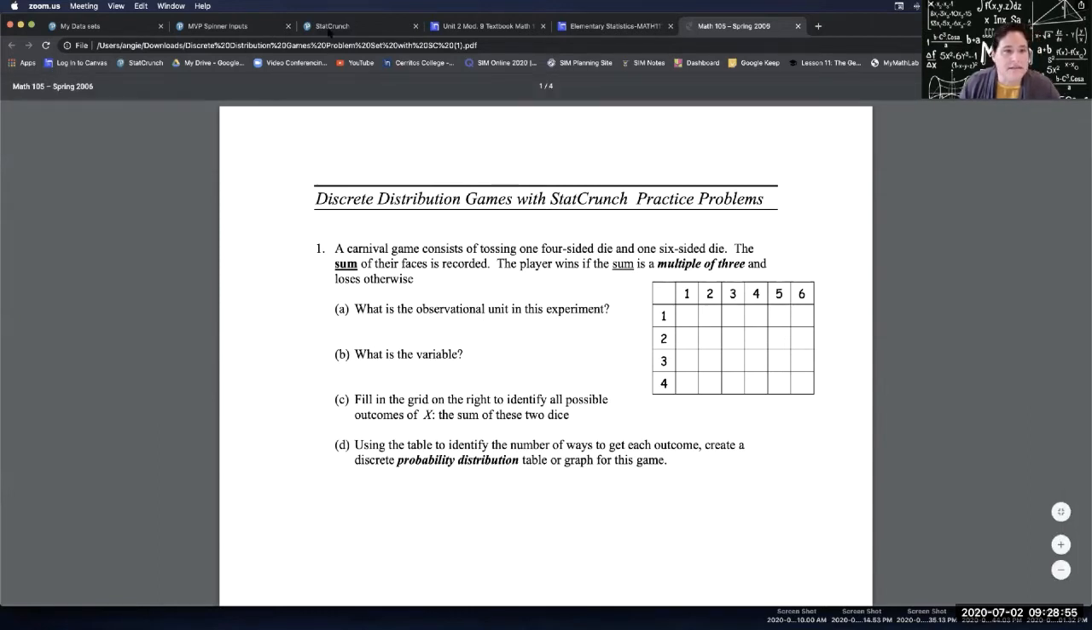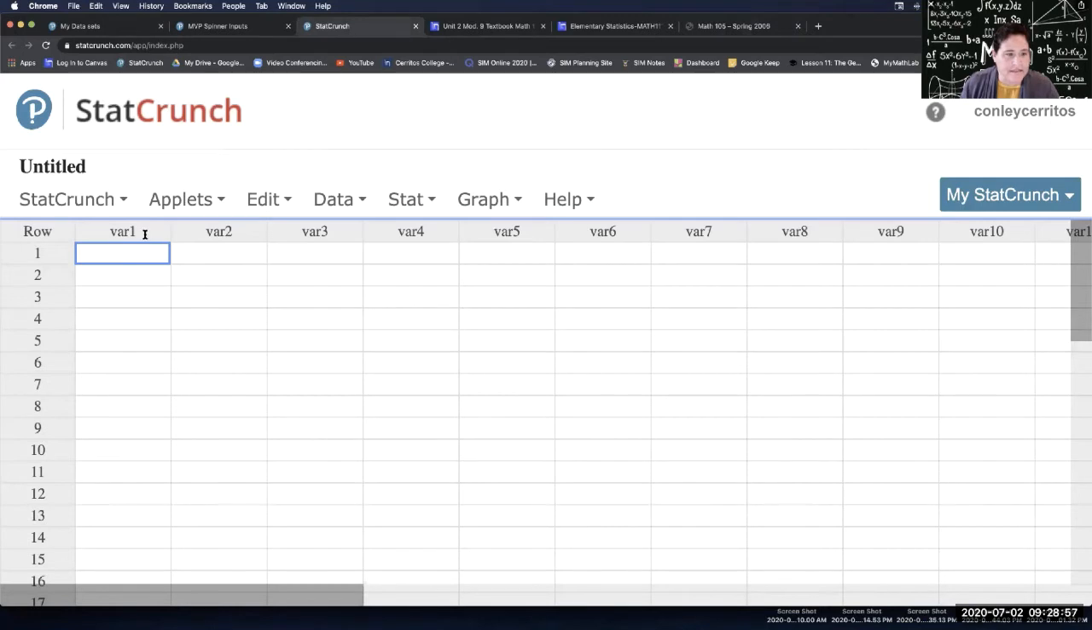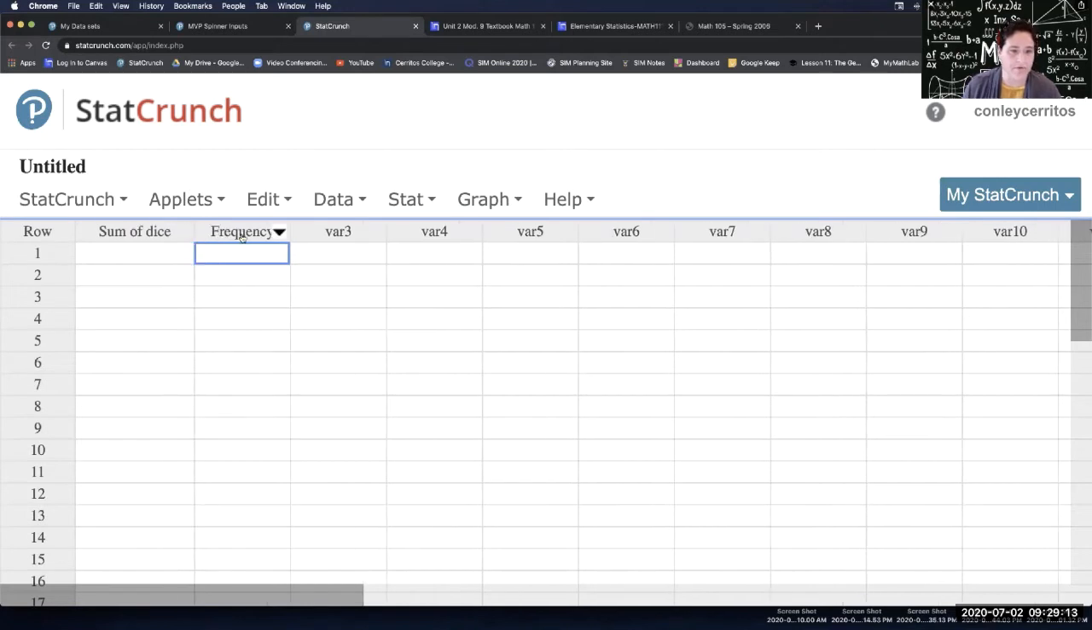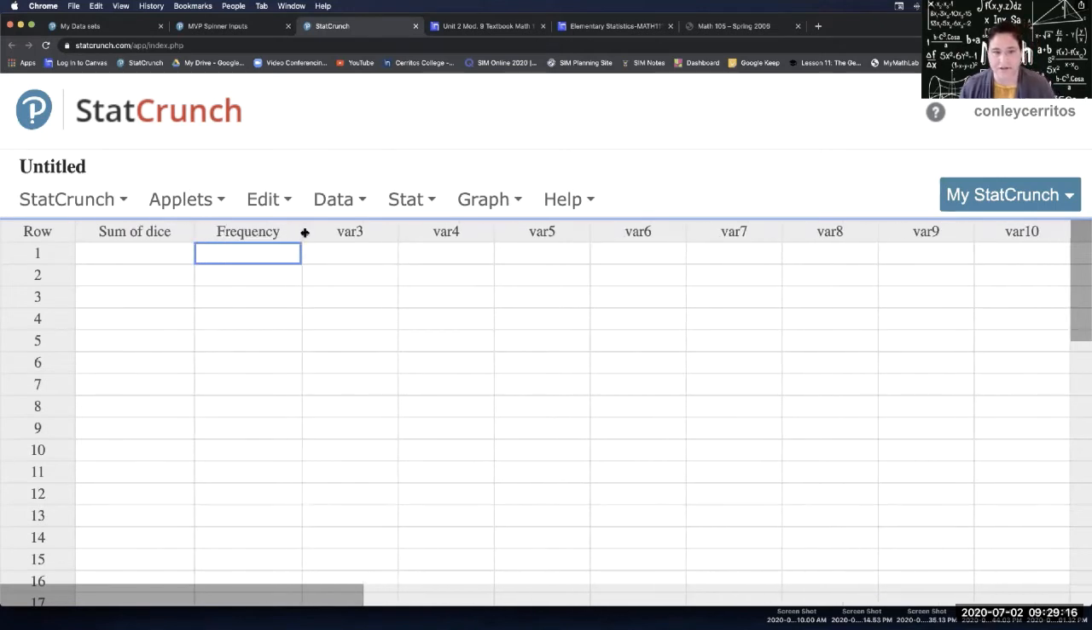So I'm going to cruise into StatCrunch so that we can see this better. We've got the dice, we've got the sum of the dice, and then we've got the probability. I'm just going to write frequency, because when we write it on our paper, we want to write the probability distribution, but StatCrunch is kind of funky because it will not allow me to put in probabilities to calculate means and stuff like that. So I just have to think of a perfect world scenario.